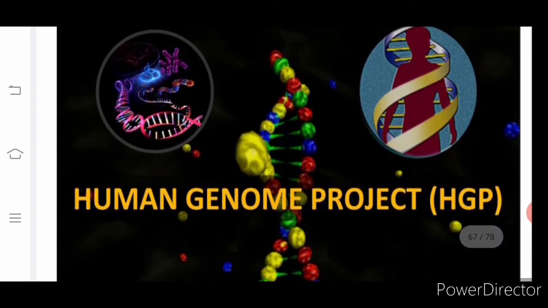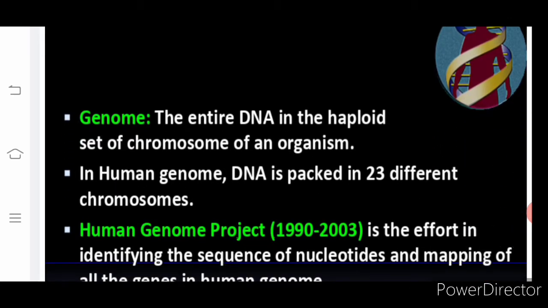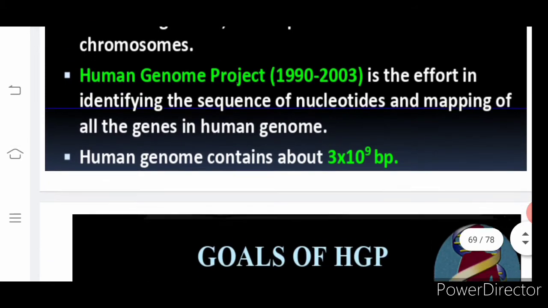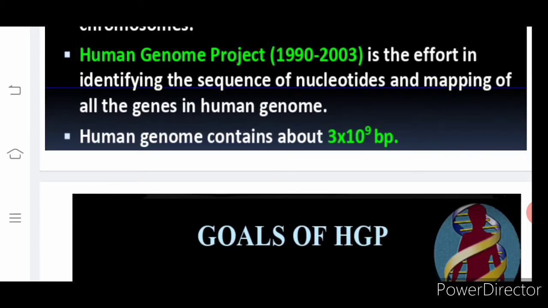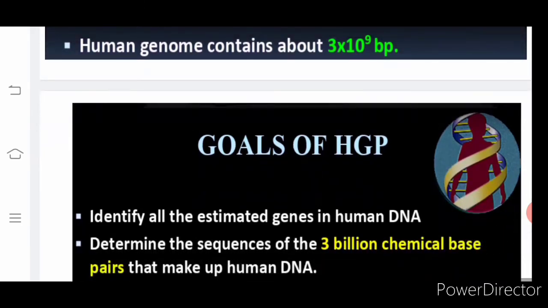Next topic is the Human Genome Project. It is a current project that is going on to further know about human DNA. What is a genome? The entire set of genes in the haploid set of chromosomes is called the genome. In the human genome, DNA is packed in 23 different chromosomes. The project ran from 1990 to 2003. It was an effort to identify the sequence of nucleotides and map all the genes in the human genome. The human genome contains about 3 x 10^9 base pairs.